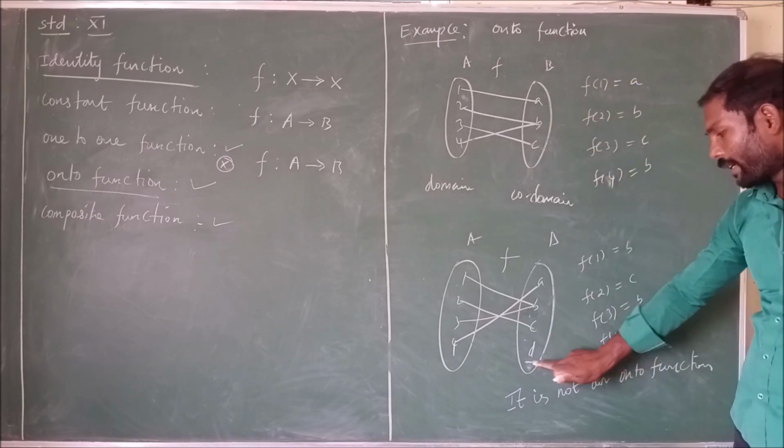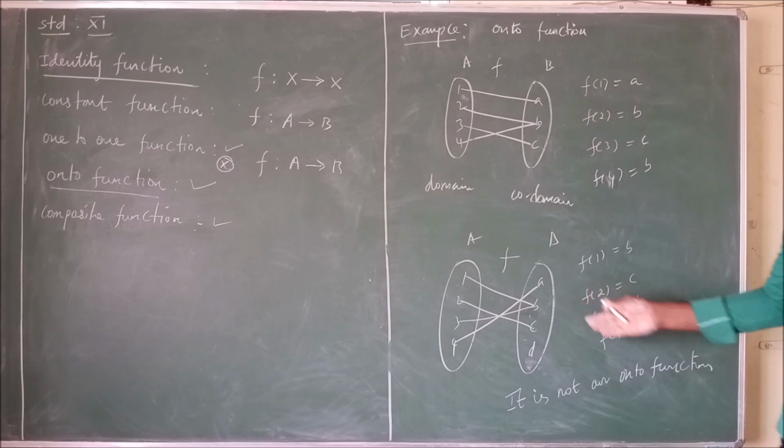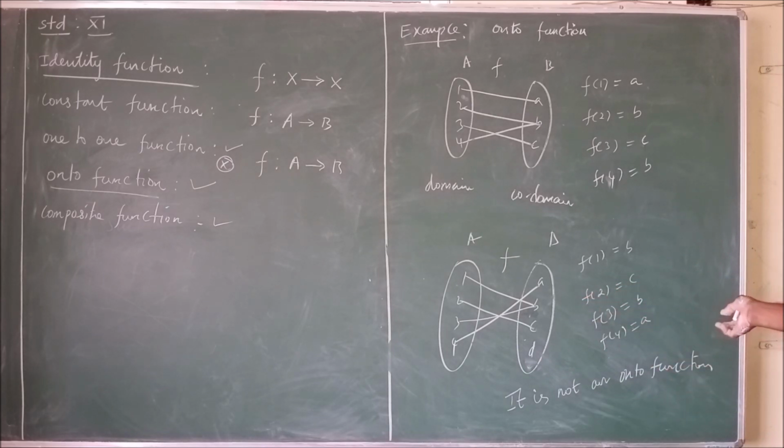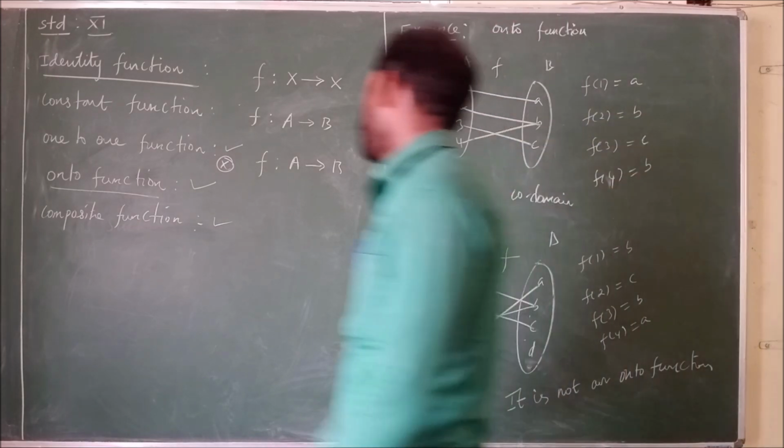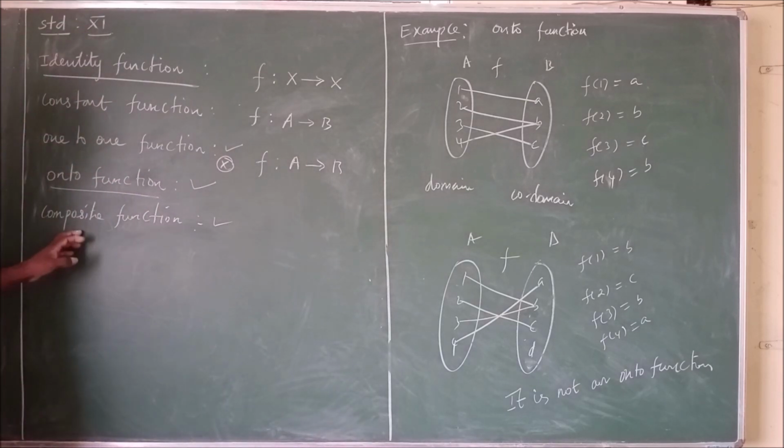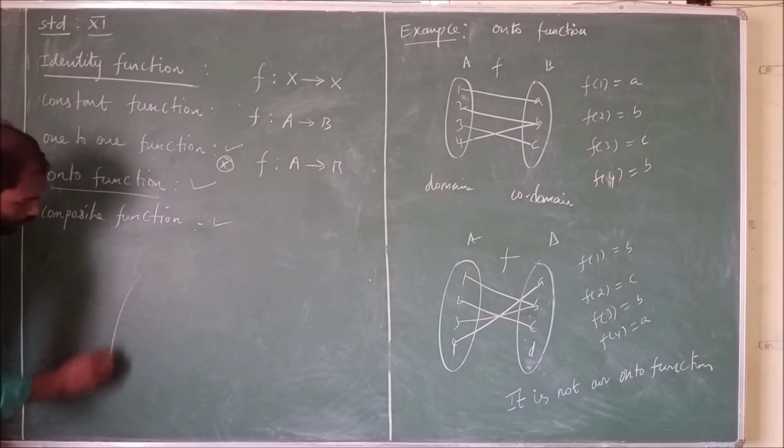The first one is an example of an onto function. The second one is an example of a not onto function. Clear that? The third one is again one example.